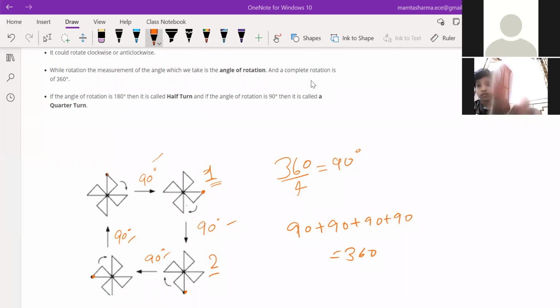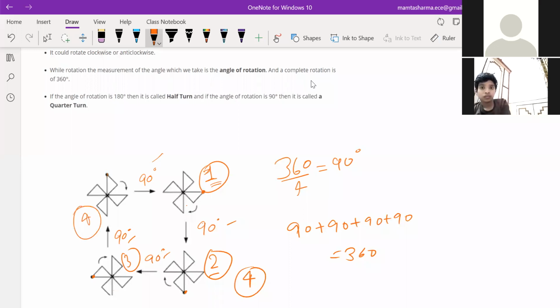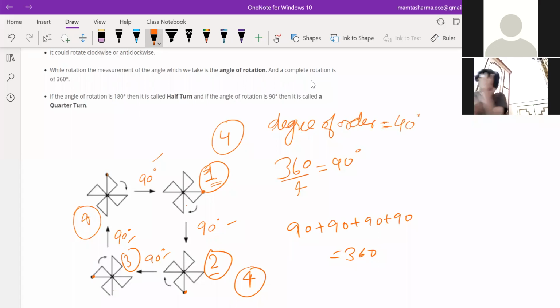In the third case, the shape is the same as the original position. In the fourth case, the shape is the same as the original position. So you could say 4 times, 1, 2, 3, 4, it is looking the same as the original object. So the order of rotation of this object would be 4. If we rotate any object from 0 to 360 degrees, how many times does it look the same as the original object? It looks the same 4 times, so the order of rotation would be 4.